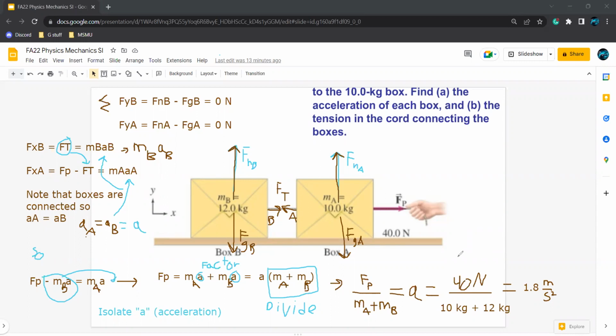Right? Because you know that a newton is kilograms times meters per second squared. And then if you divide that by kilograms, those cancel out, and you get meters per second squared. Cool. That's just making sure that your units make sense.